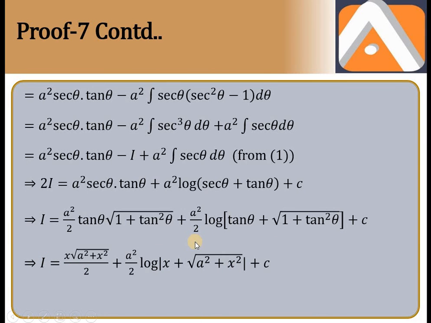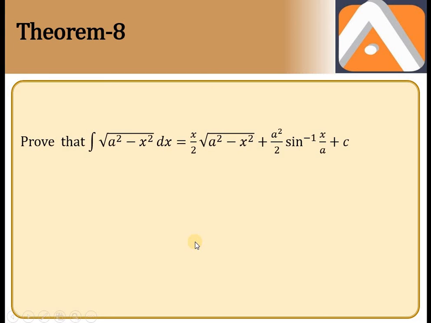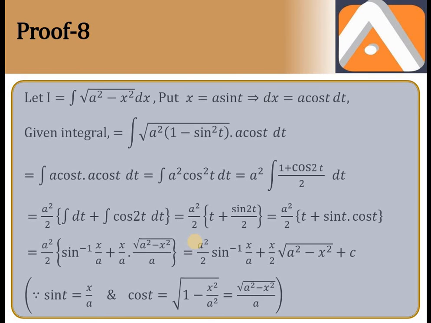In the similar way, we are going to derive one more formula, under root of a square minus x square. So x value you are going to take a sin theta. See here same procedure, x is equal to a sin theta, so differentiate, dx is equal to a cos theta d theta, replace the values.